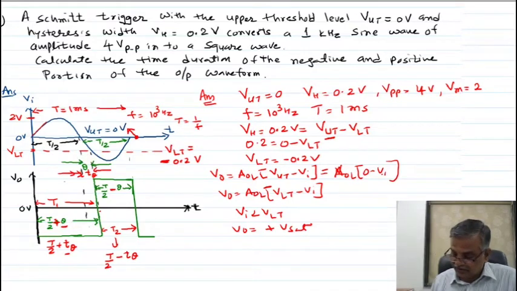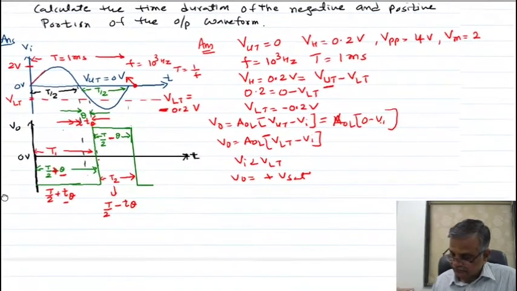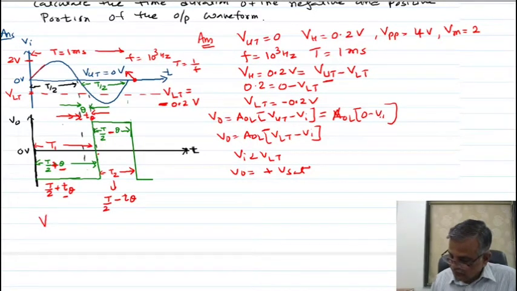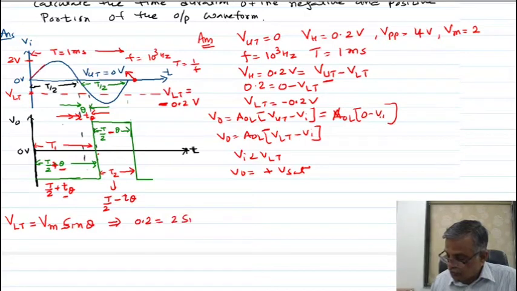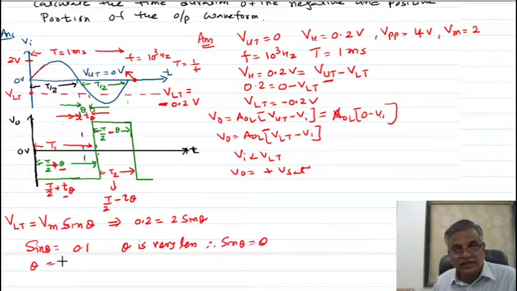Look here how I am finding this phase. Vm sin theta, I am writing your VLT. So it is nothing but 0.2 into 2, hence sin theta is 0.1. Theta is very small, therefore sin theta is equal to theta. So I can write theta is equal to 0.1.